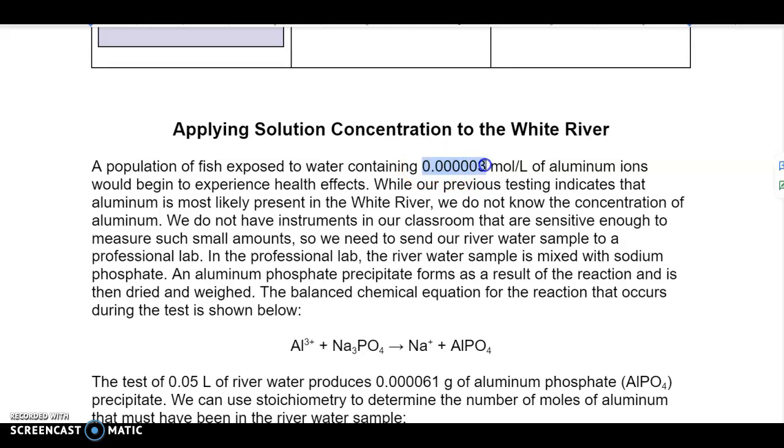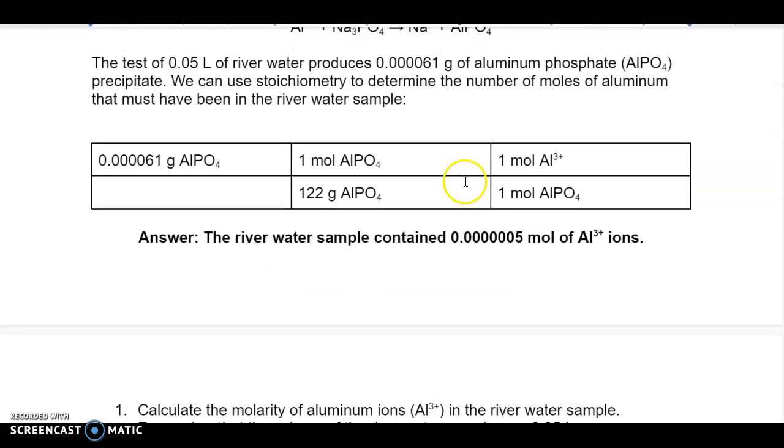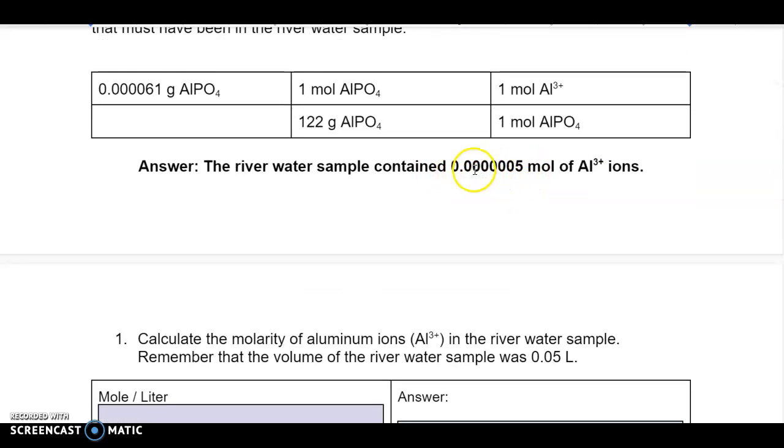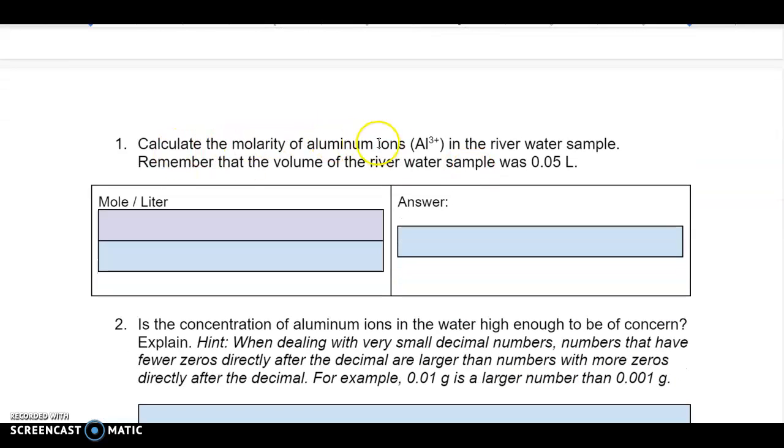So here, this is more concentrated when experiencing health effects. Ours is less concentrated here. So we want to calculate the molarity of aluminum ions in the river water sample. Remember that the volume of the river water sample was 0.05 liters.